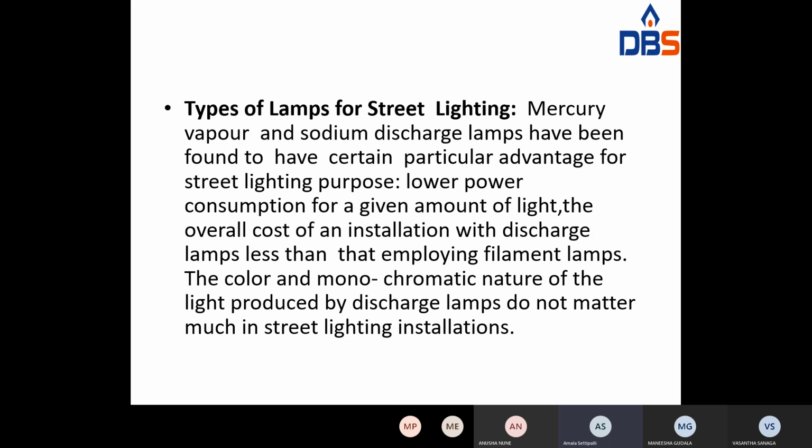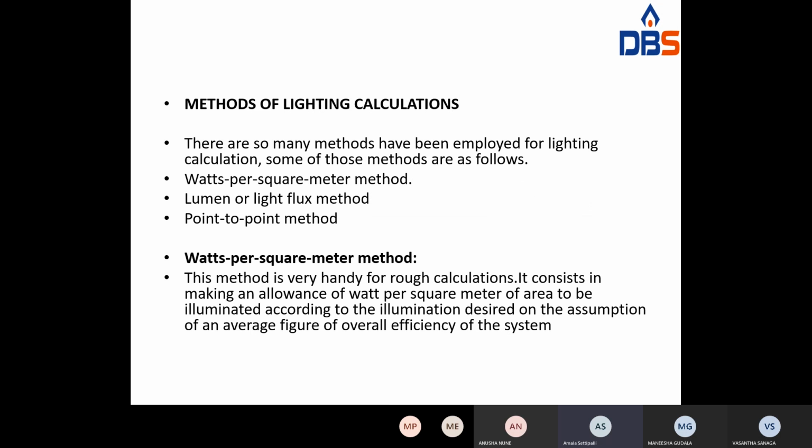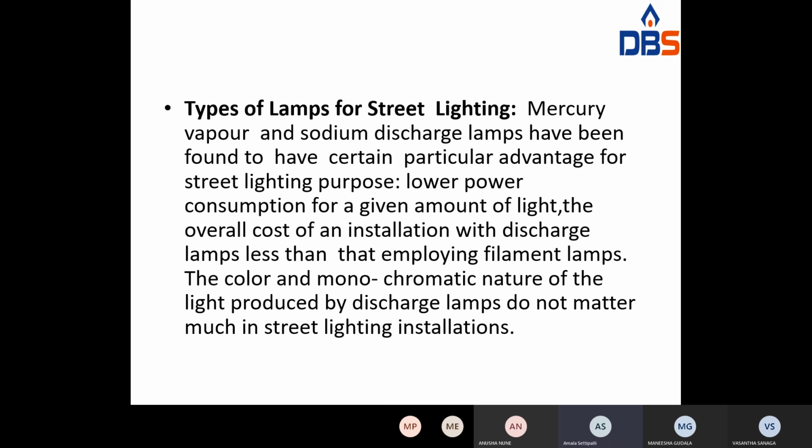In the next class we will discuss the methods of lighting calculations. To find out the lighting we have different calculations. In this class we will discuss the polar curves, Rousseau's construction, design of lighting schemes, factory lighting and street lighting.